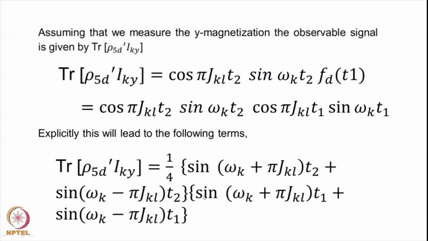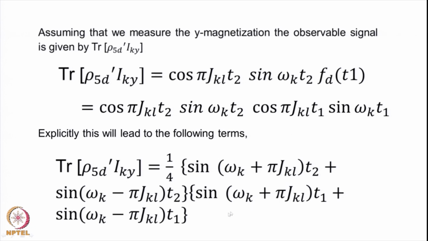So, what does this tell you? That already it indicates there are going to be 2 frequencies along omega 2, that is omega k plus pi jkl, or if you want to write the frequencies in hertz, then it will be nu k plus jkl by 2, and nu k minus jkl by 2, because if you take away the 2 pi term here, so this will be nu k minus jkl by 2, nu k plus jkl by 2.